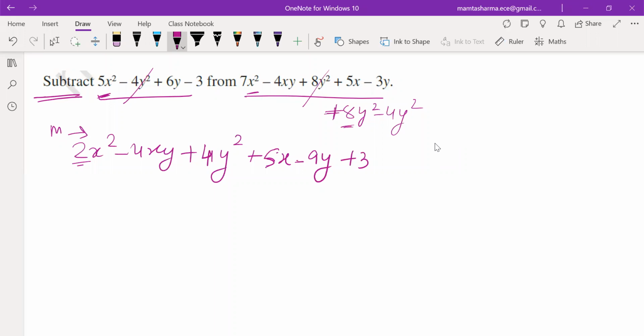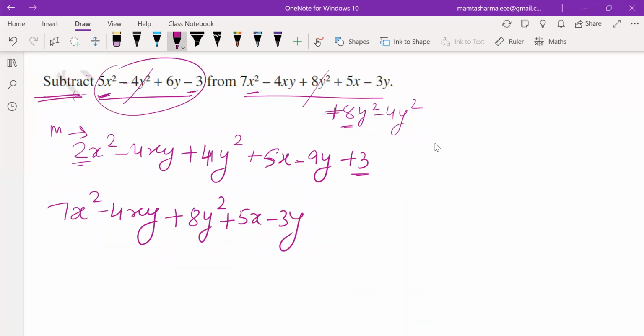Ma'am, I have a question, how did he get plus 3? So see, there is a minus 3. When you subtract this term, the sign everywhere will get changed. So minus 3 would become plus 3. How, ma'am? Only this side will change, no, ma'am. That's why I'm saying you should write each and every step.